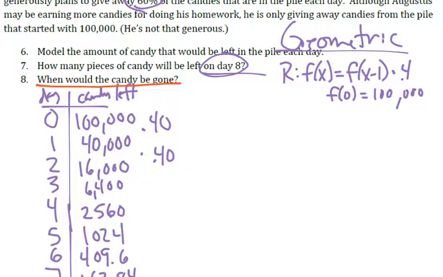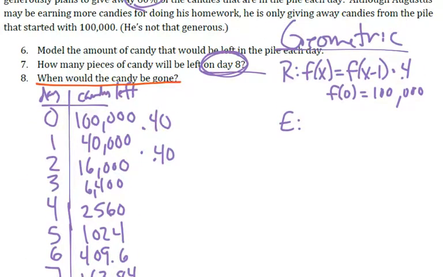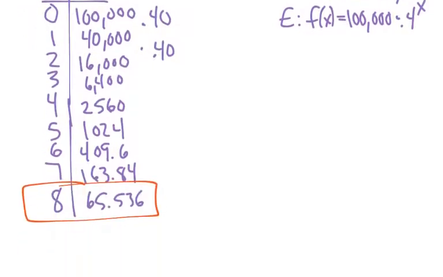Now, on that day 8, we could have also found that explicit equation. We used the recursive, basically making that table, and we figured it out. It wasn't too hard. For the explicit, we'd go f of x equals, well, we started at 100,000, and then what did we do? We times by 0.4 over and over and over. So our equation would look something like that, which we could have plugged 8 into and we would have got the same thing.